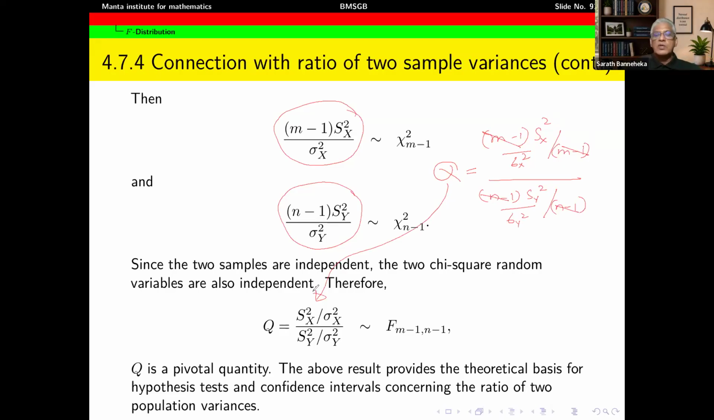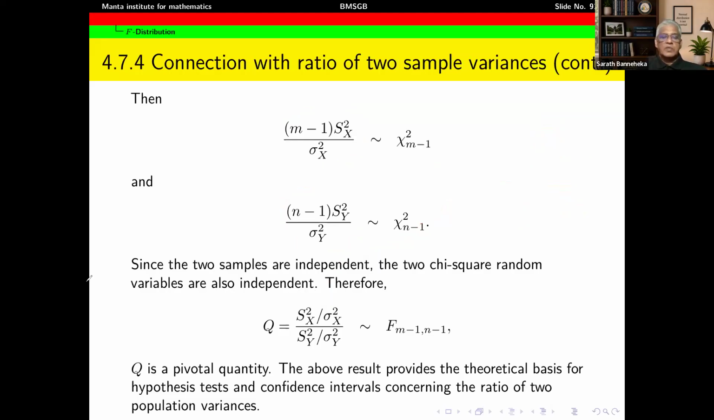and that should have an F distribution because these two are chi-square and they are independent. So the ratio should be F with the corresponding degrees of freedom. Numerator degrees of freedom should be m minus 1 and denominator degrees of freedom should be n minus 1. So that is a useful result. This quantity has an F distribution.